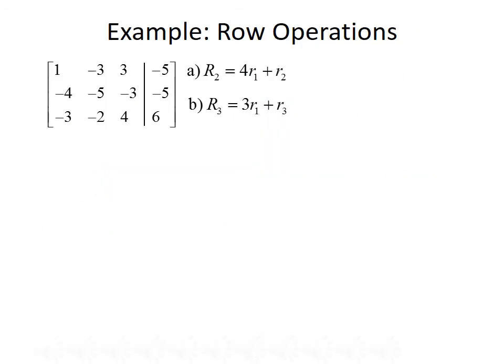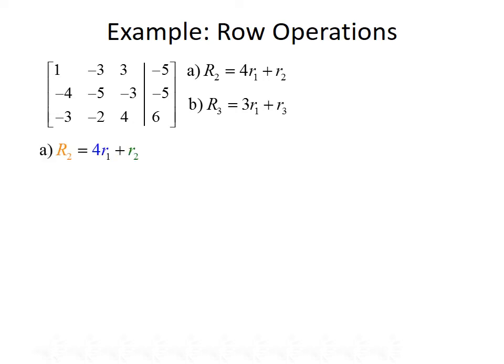So let's look at a couple of examples where we deal with row operations. We're given the matrix 1, -3, 3, -5, 4, -5, -3, -5, and -3, -2, 4, and 6. And we want to perform the following row operations. First, replace row 2 with 4 times row 1 plus row 2. Second, replace row 3 with 3 times row 1 plus row 3.